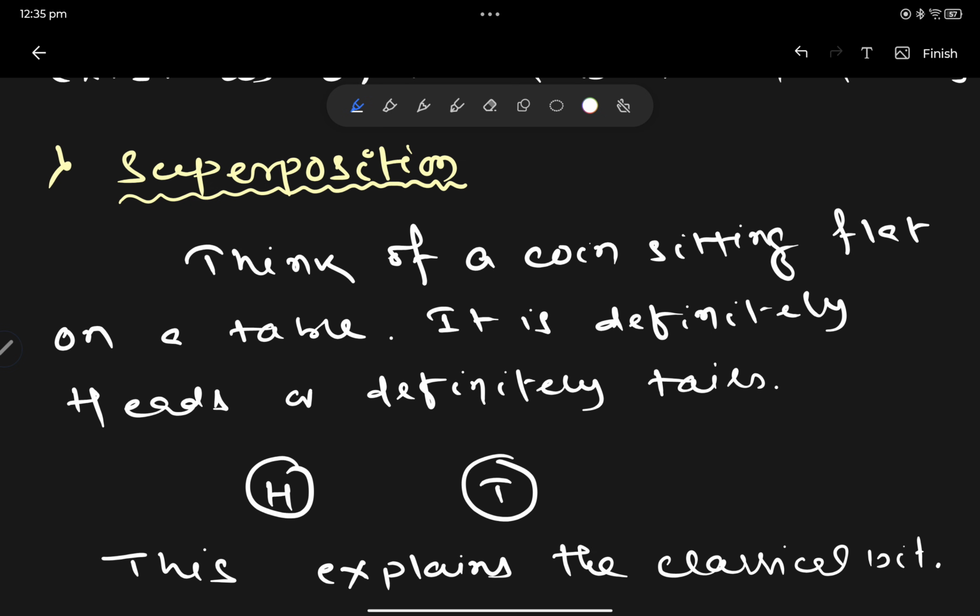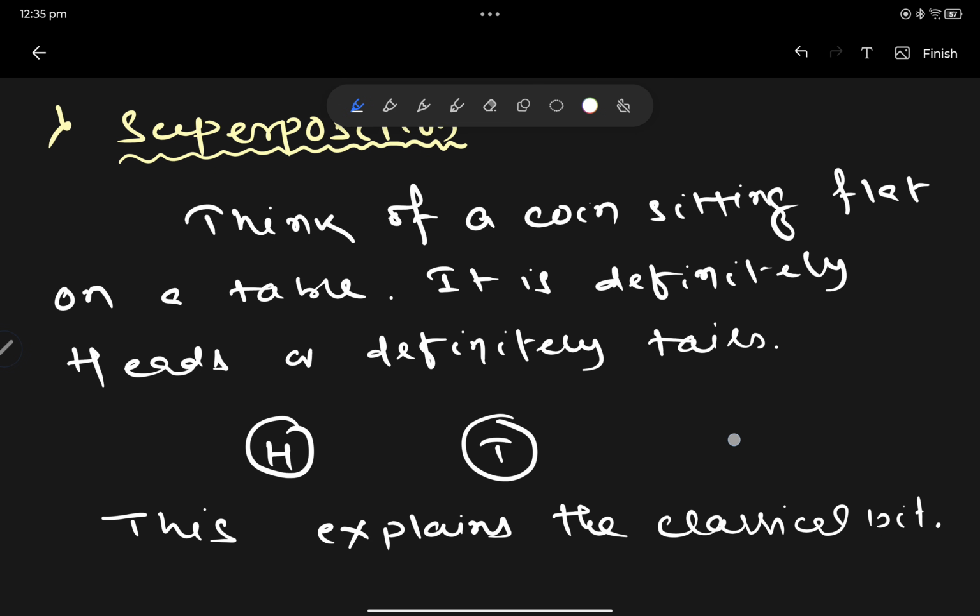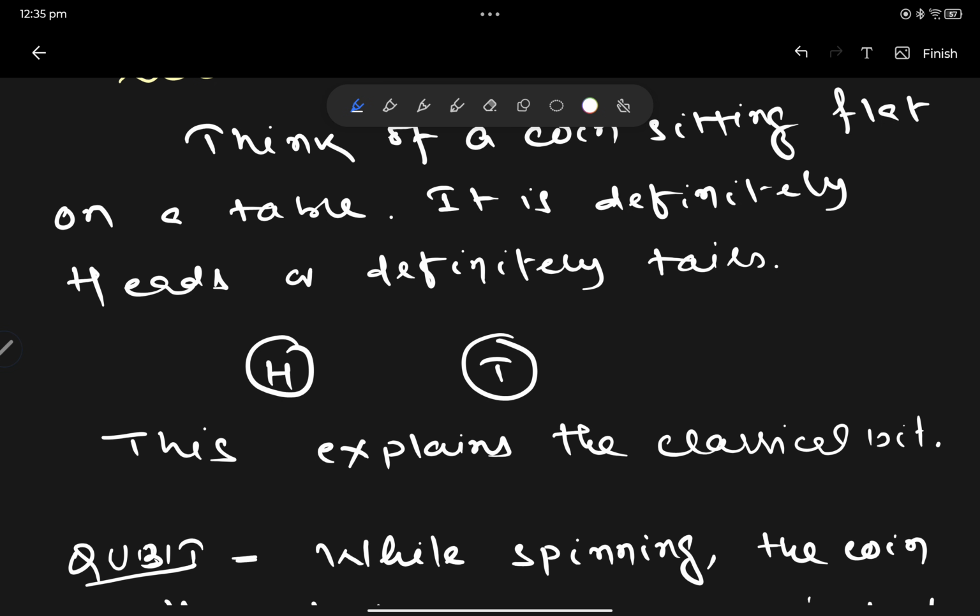In my previous short, where I explained those specific points, one was the superposition principle. And what is superposition? Let me give you an explanation. Think of tossing a coin. When you toss a coin, or when a coin is sitting flat on a table, you either get a head or a tail. But you cannot get a state which is simultaneously both when the coin is lying there. This is the classical bit system. It is definitely head or definitely tail.